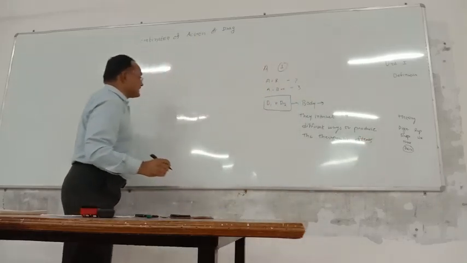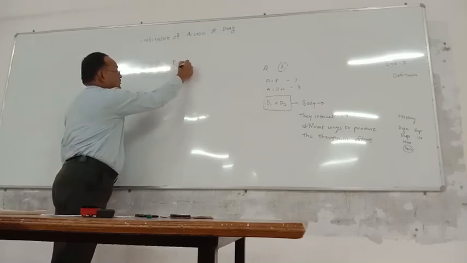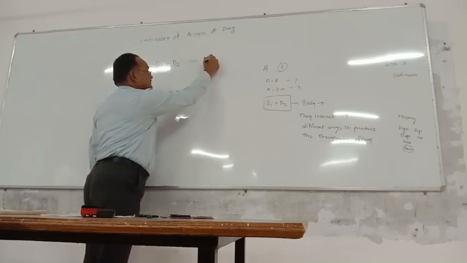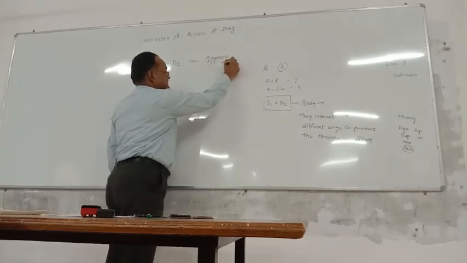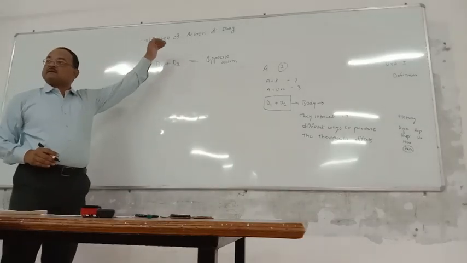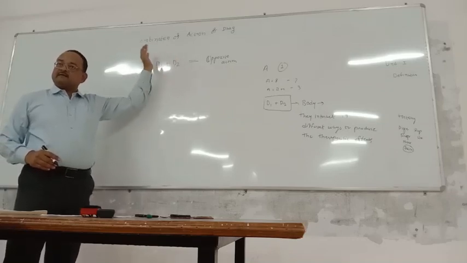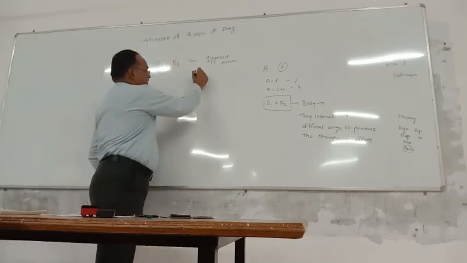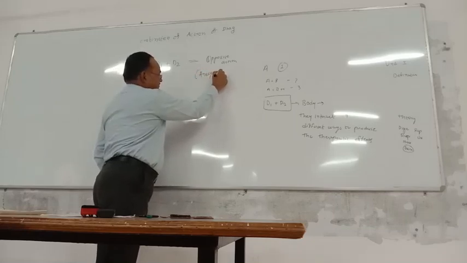Now, how many combinations are possible? If you give drug 1 and drug 2, they may produce opposite action to each other. Say for example, one drug is increasing the blood pressure, another drug is decreasing the blood pressure. One drug is increasing the heart rate, another drug is decreasing the heart rate. So they may produce the action opposite to each other, and that is known as pharmacological antagonism.